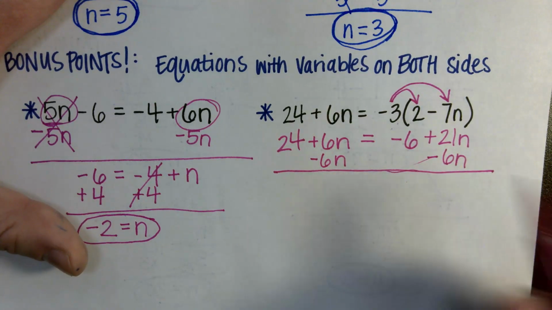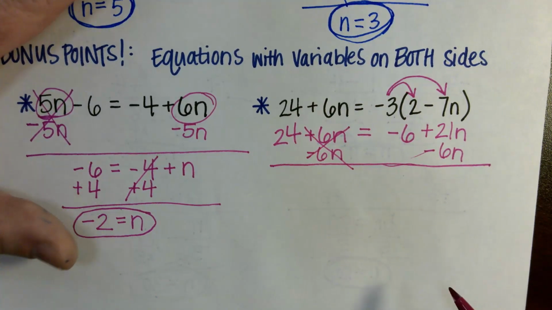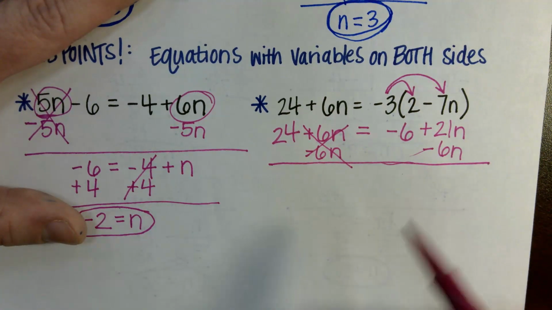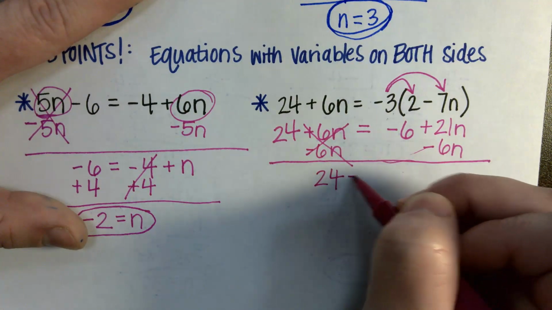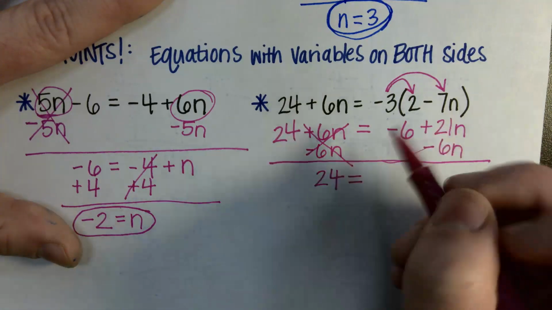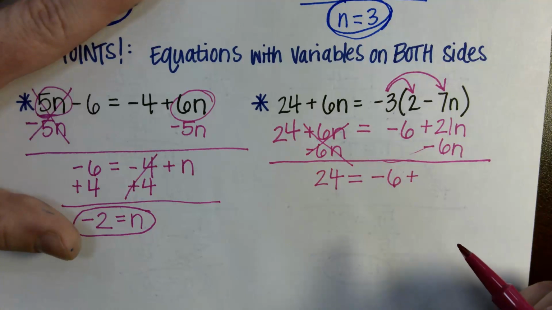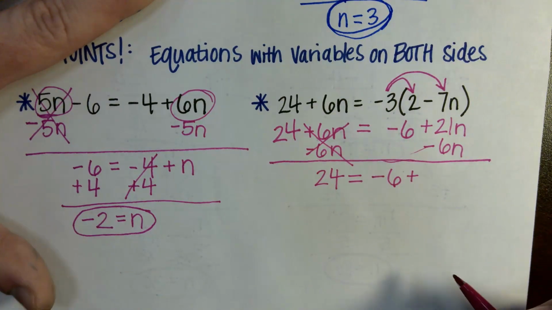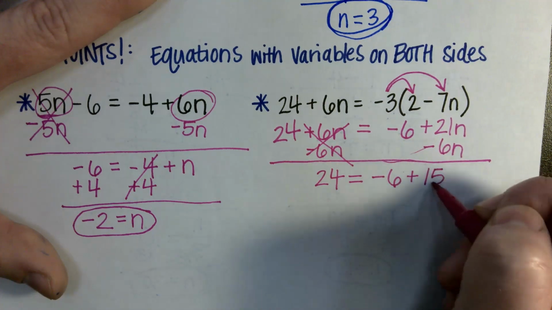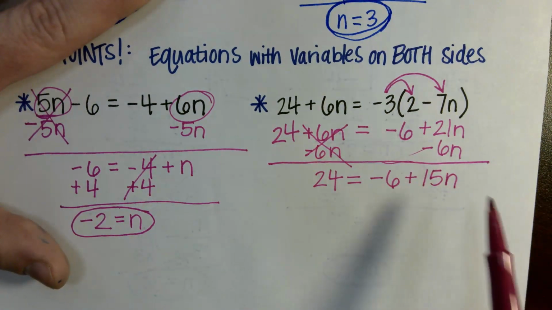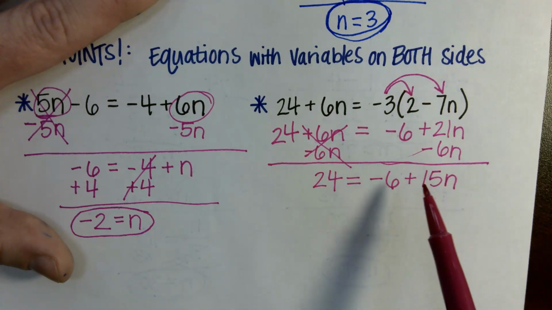Okay. My 6n's will cancel. And what happens next? Bring down the 24. Good. Bring down the 24. Bring down the equals. And now I have negative 6 plus, what is 21n minus 6n? 15n. All right. Now I have 24 equals negative 6 plus 15n.